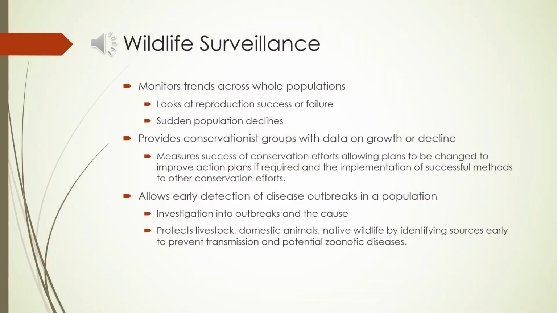Wildlife surveillance is an important tool in conservation as it monitors trends across whole populations to look at reproduction success or failure, reasons for sudden population declines, or even great successes. It provides conservationist groups with data on the growth and decline of their population of interest. It can measure the success of their efforts, allowing plans to be changed for the better if it doesn't seem to be working, or can implement successful methods into their other conservation plans.